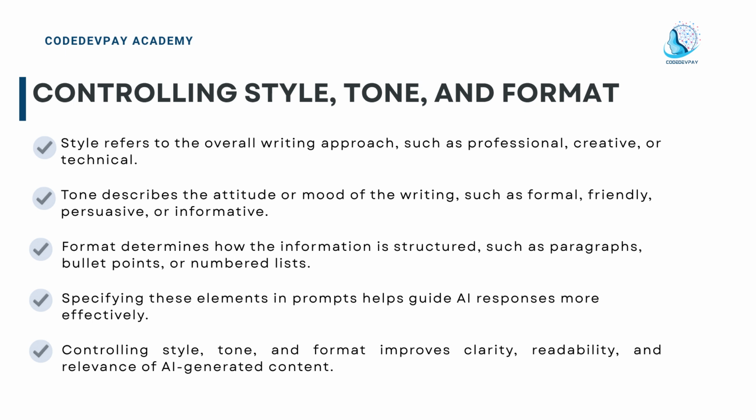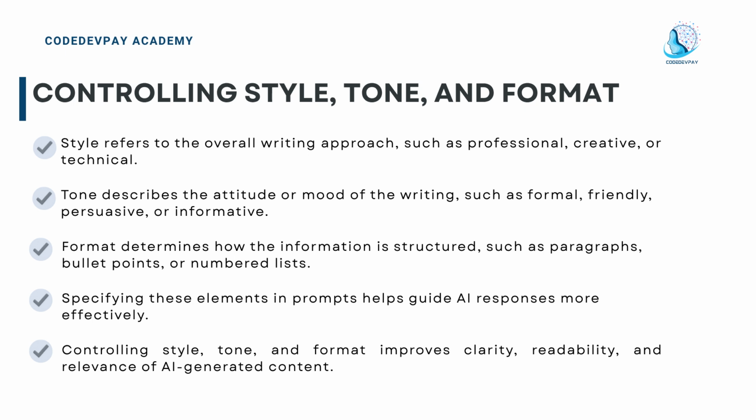And tone refers to how you want our message to be delivered to the audience. So you can have a formal, friendly, persuasive, or informative tone. And format refers to how we want our output to be presented, whether in paragraphs, bullet points, numbered lists, step-by-step explanations, or tables.